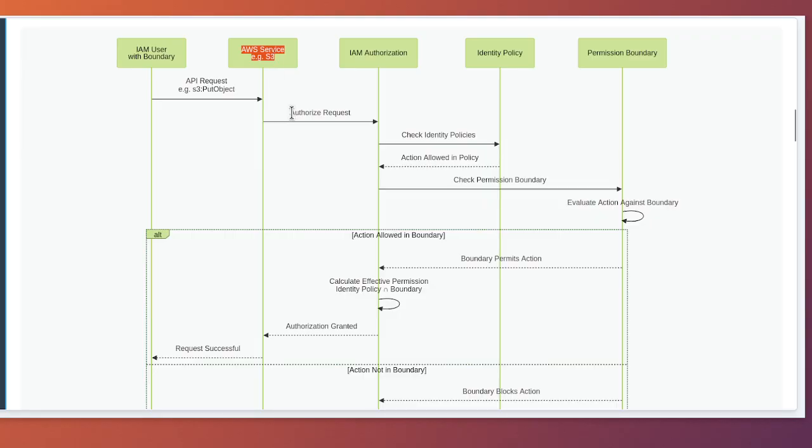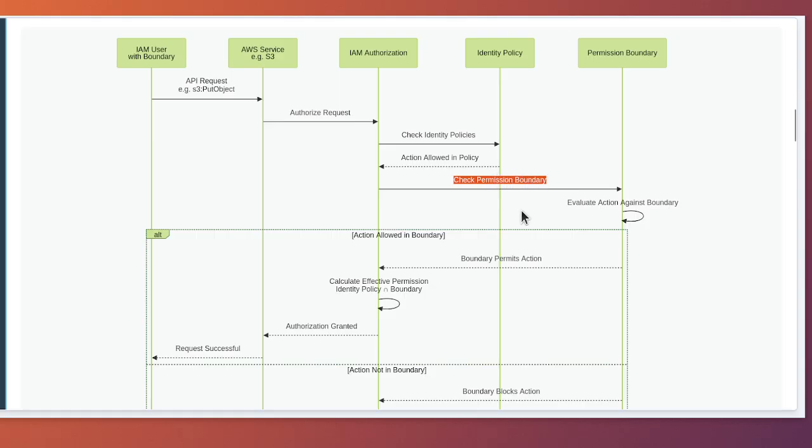AWS service immediately sends a message to IAM authorization labeled authorize request, asking whether this user is allowed to perform this action. IAM authorization sends a message to identity policy labeled check identity policies, requesting evaluation of the user's attached policies. Identity policy responds back with action allowed in policy, indicating the identity-based policies grant this permission. However, IAM authorization is not done yet.